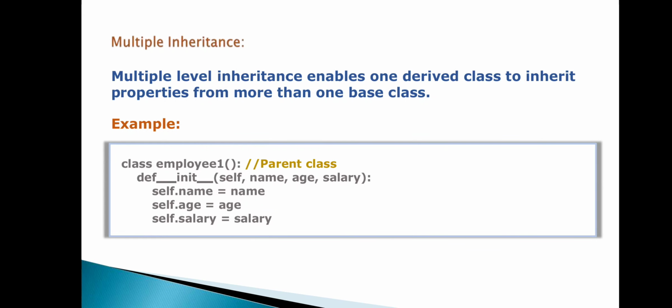Multiple inheritance. Multiple inheritance enables one derived class to inherit the properties from more than one base class, which means that one child class can inherit the properties from more than one parent class or base class. That's how multiple inheritance works.